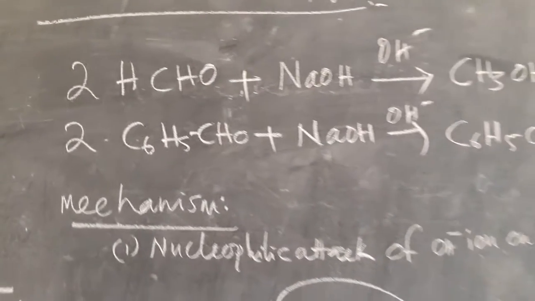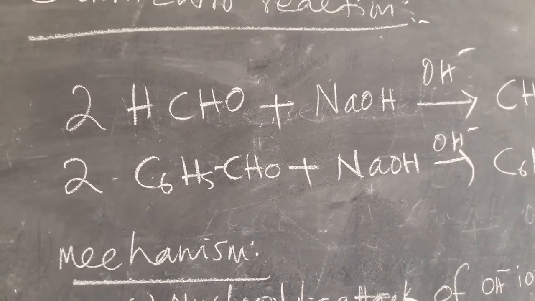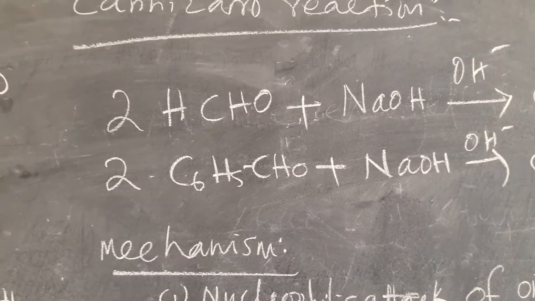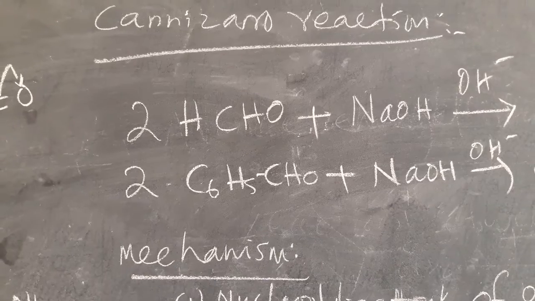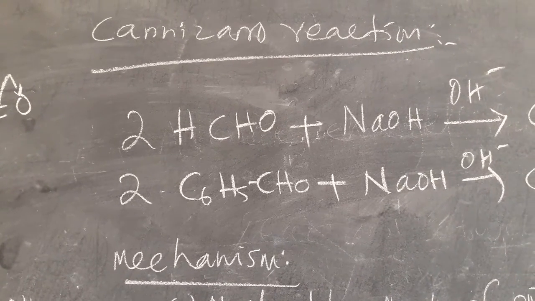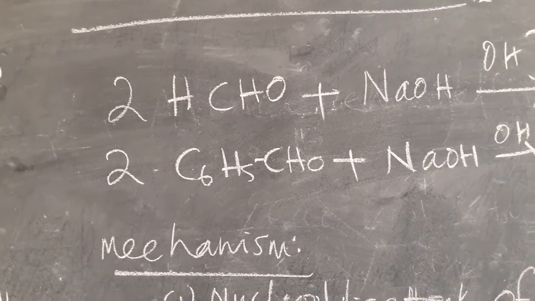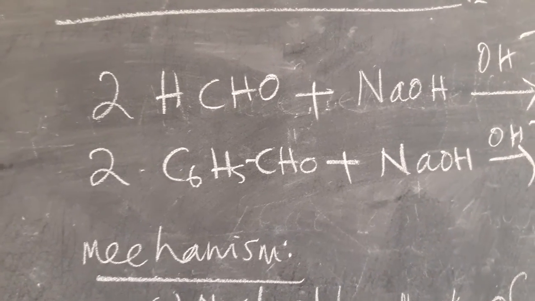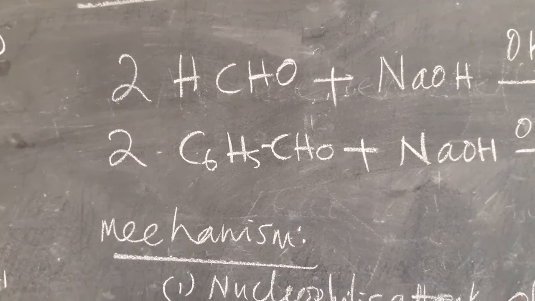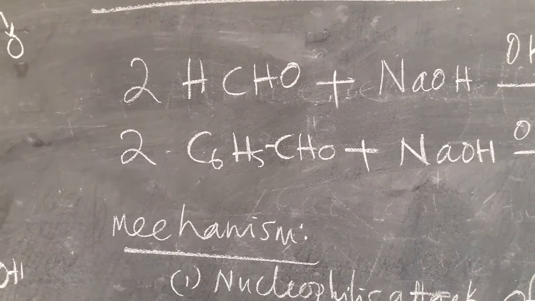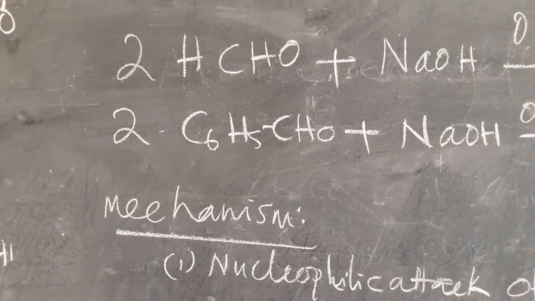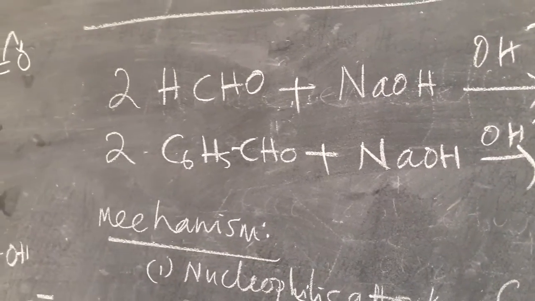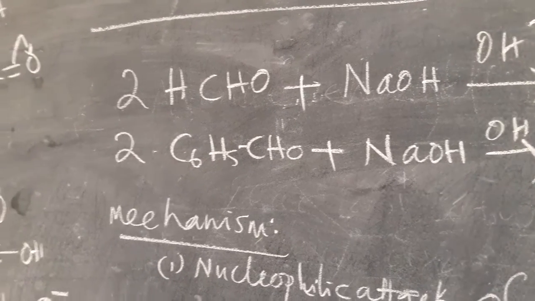The Cannizzaro reaction is the reaction between two aldehyde molecules in which there is no alpha carbon and alpha hydrogen. In the previous reactions there should have been an alpha carbon and alpha hydrogen, and here there is no alpha carbon. Suppose we take an example, HCHO, formaldehyde, and benzaldehyde, combining together. That means two aldehyde molecules combine together.